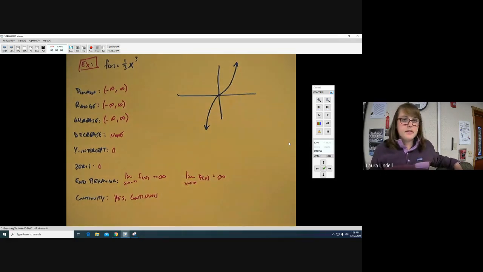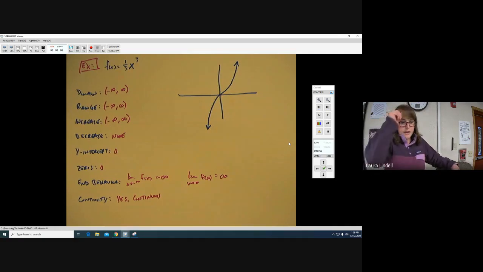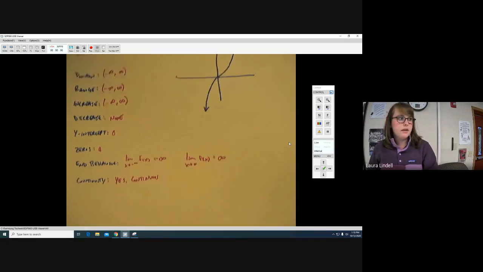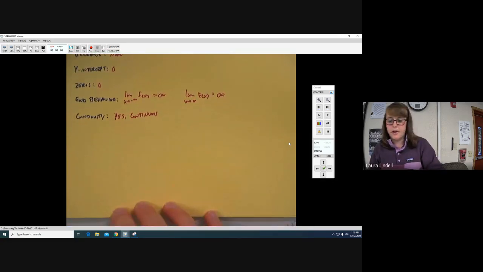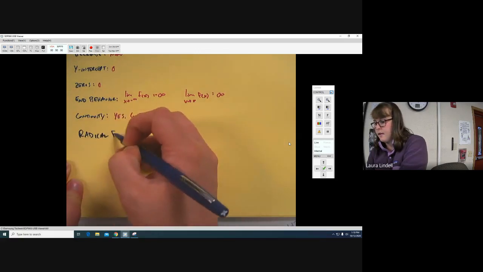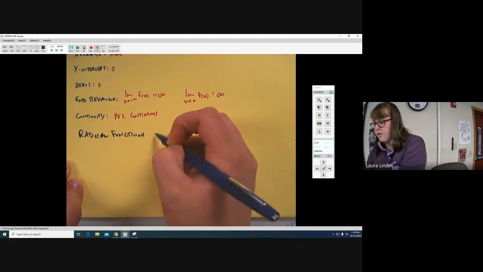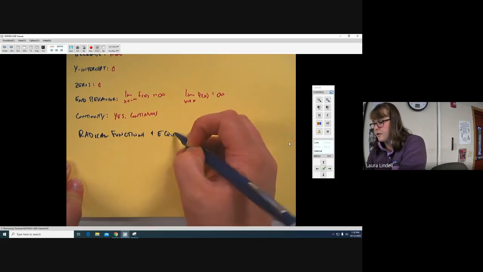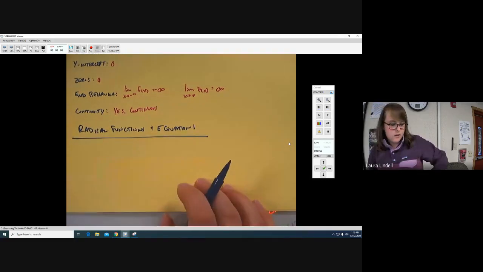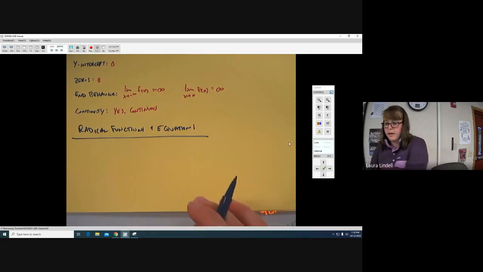Okay, so that's the kind of thing that we're looking for with analysis of power functions. Hopefully that looks very similar to what we've done from chapter 1, because we are going to move on to radical functions and equations. Okay, so any function with a radical sign.